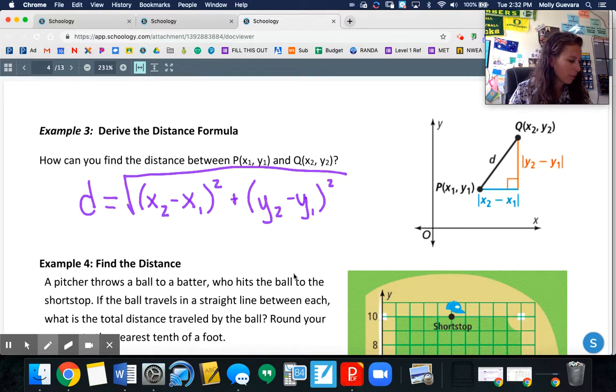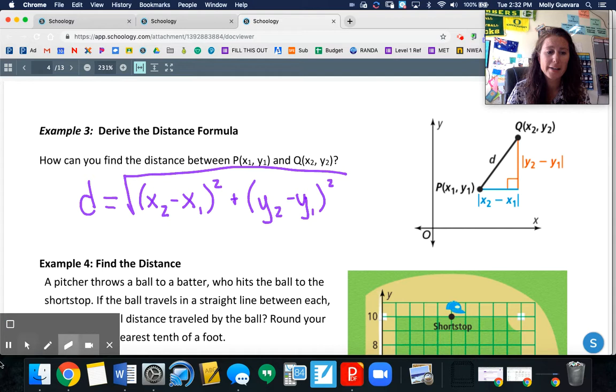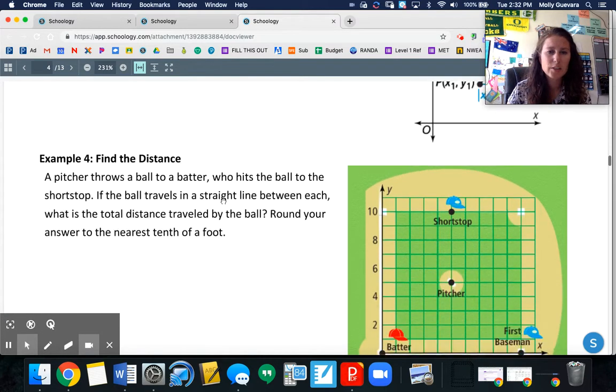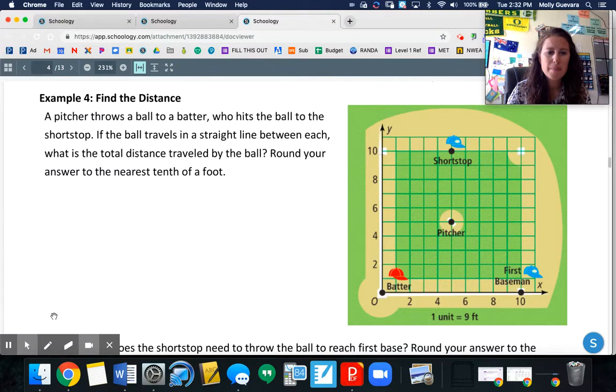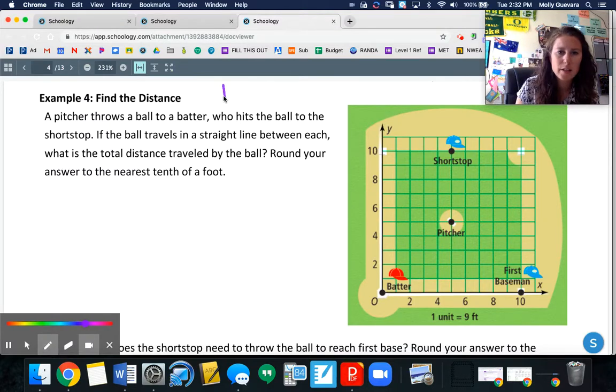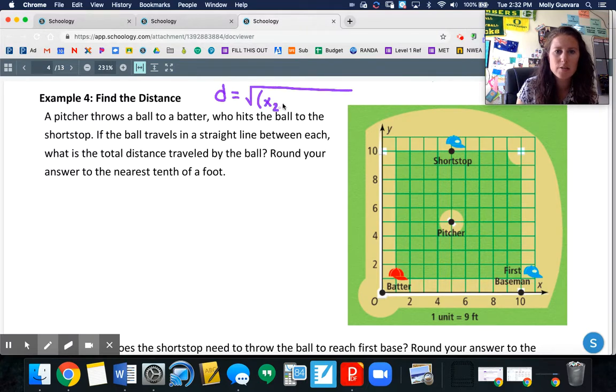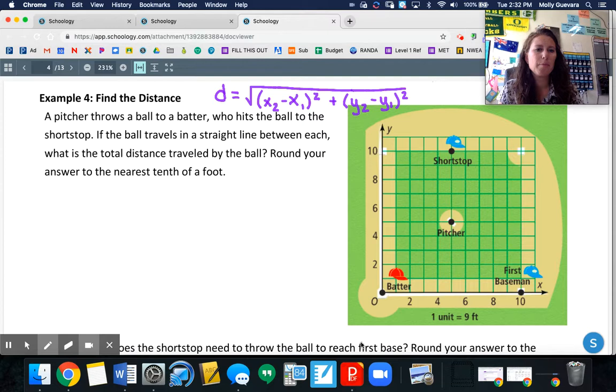So there's your distance formula, and we're going to use this for example 4, which is our last example. We're just going to practice finding the distance that a pitcher throws a ball to a batter. So I'm going to scroll down so we can see this, and then I'll rewrite the distance formula here. Distance equals the square root of x2 minus x1 squared plus y2 minus y1 squared. Okay, so example 4 is all about finding the distance.